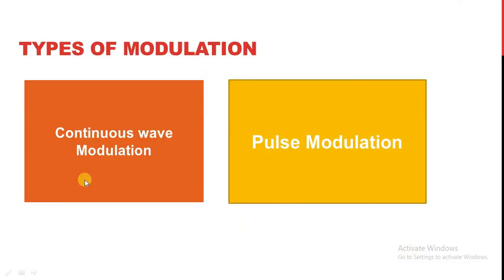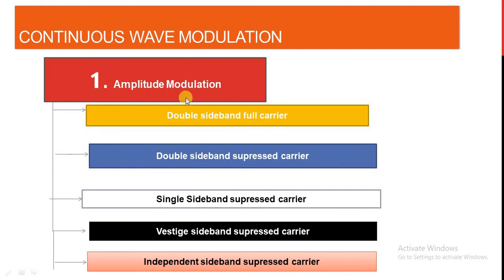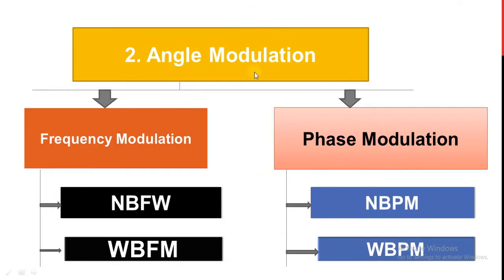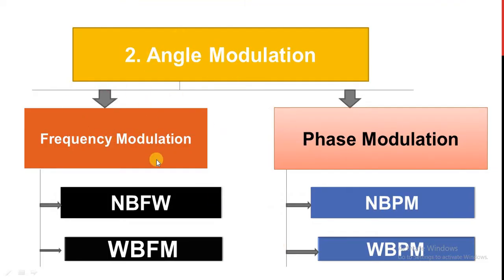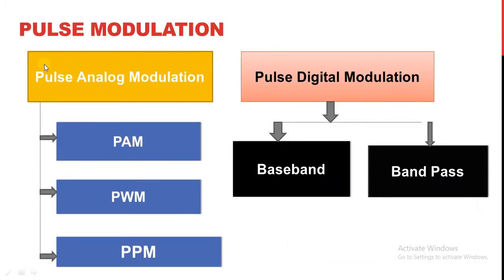Remember, continuous wave modulation is divided into amplitude modulation and angle modulation. Amplitude modulation is divided into double sideband full carrier, double sideband suppressed carrier, single sideband suppressed carrier, vestigial sideband suppressed carrier, and independent sideband suppressed carrier. Similarly, angle modulation is divided into frequency as well as phase modulations. Right? Next one, pulse modulation.